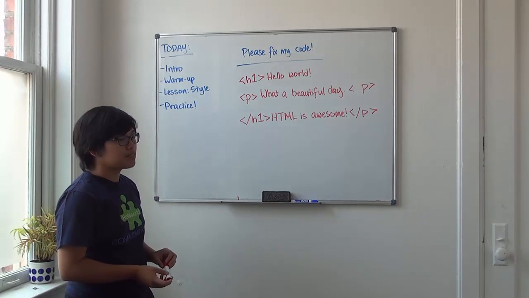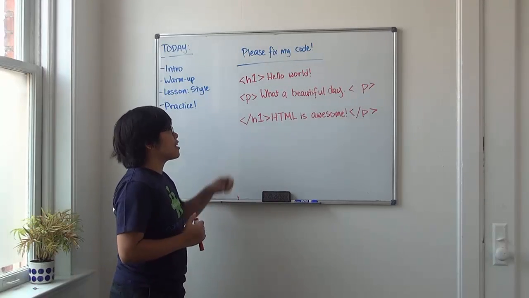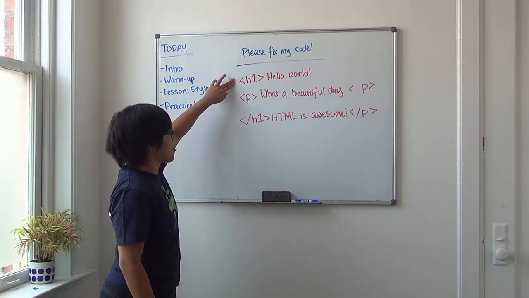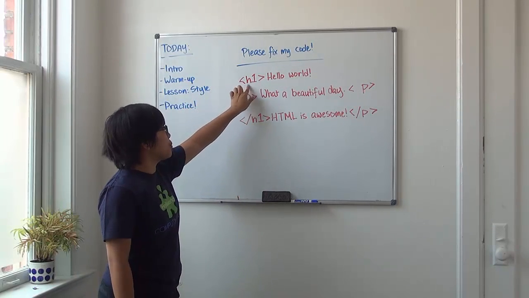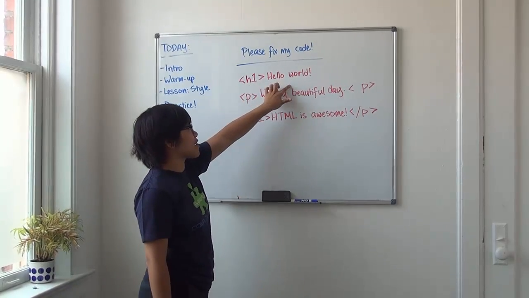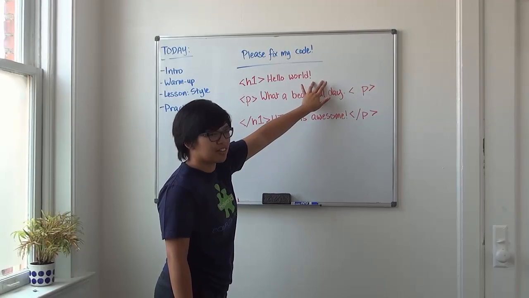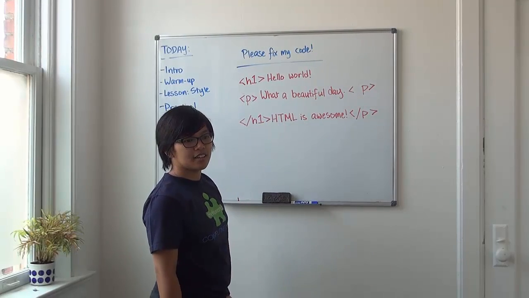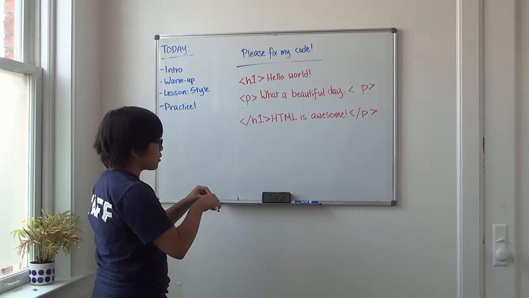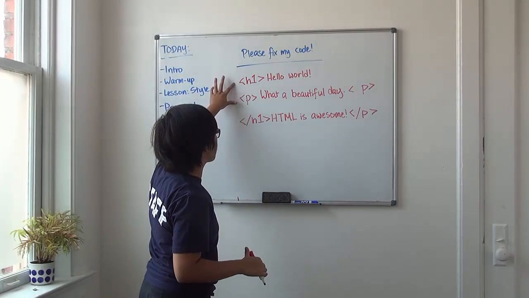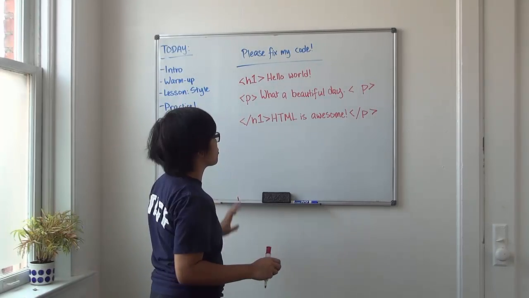Let's take this one step at a time. Let's look at the first one first. So it looks like we're opening with an H1 tag, and we have text. So there's going to be something showing up on the page, but are we missing something here? Yeah, we forgot to close this header tag, and if we forget to close it, then everything is just going to be super big text.